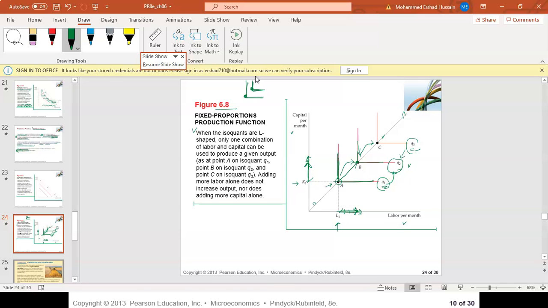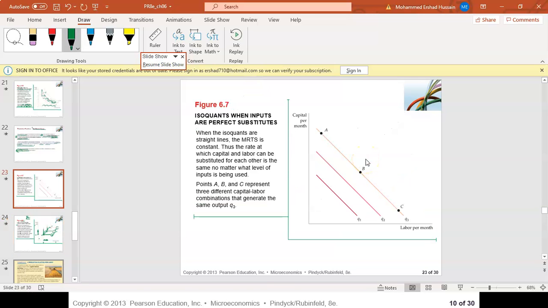This is Leontief isoquant. What about the next one? The previous one, isoquant with inputs that are perfect substitutes. Here we have labor and capital, and look, A, B, and C. So there is perfect substitutes here. We say it doesn't matter. If you reduce 1 unit of capital and increase 1 unit of labor, for example, it will keep the output fixed, Q3, right? Output will not change.